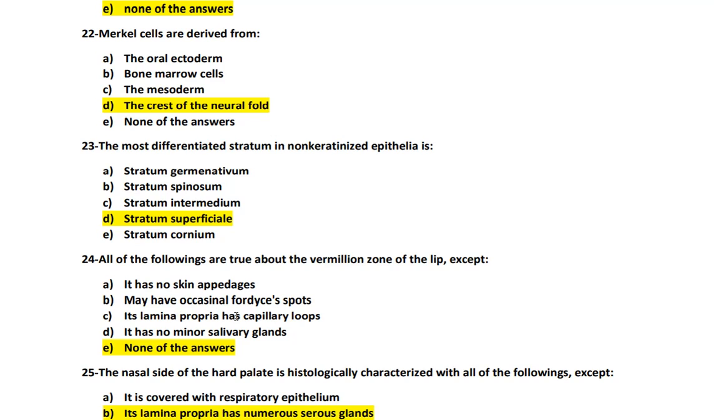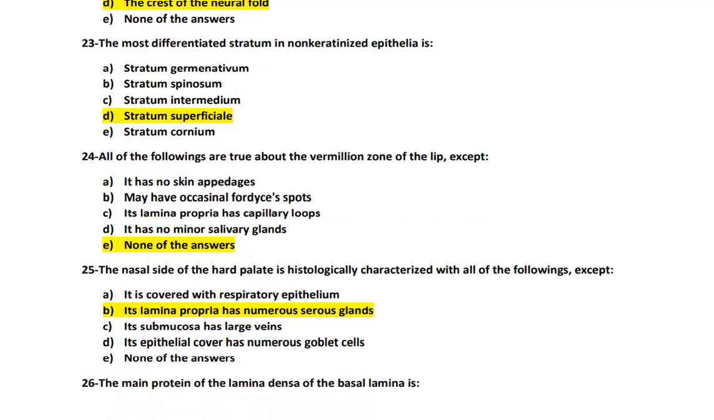It has lamina propria that has capillary loops. Yes, because we already said what gives the vermilion zone of the lip its pinkish color: the capillary loops in the lamina propria. It has no minor salivary gland, of course, because it has no skin appendages.